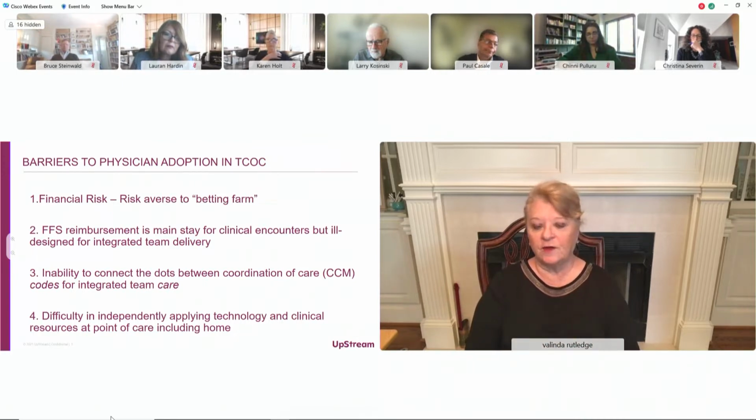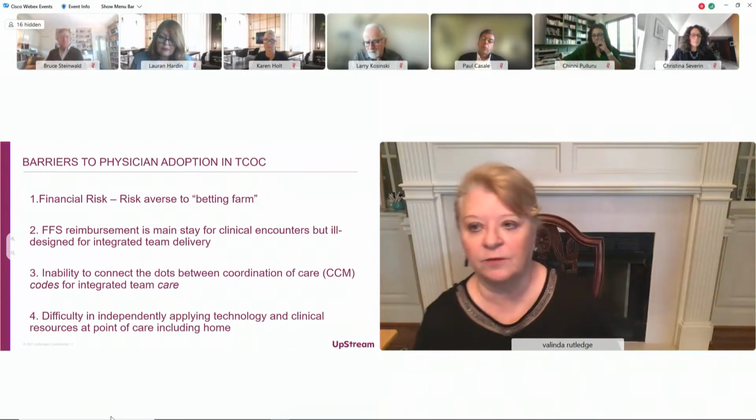So the barriers can be put into 4 categories in my estimation. The first one is financial. The second one is our current payment models. The third is the lack of an integrated team approach. And the fourth is the adoption of technology.